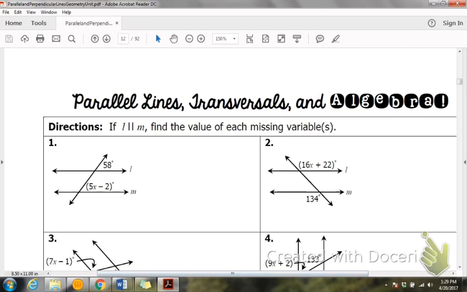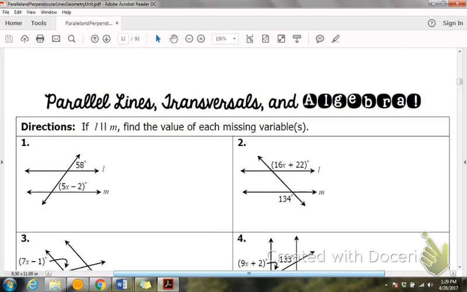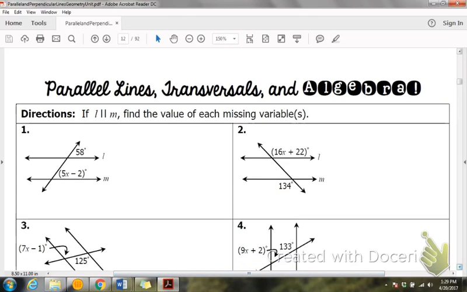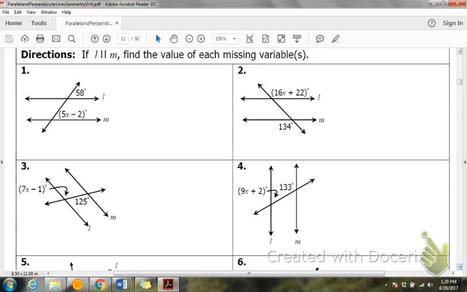Okay, page 17 says, if L is parallel to M on every single one of these problems, find the value of the missing variable. So you first have to determine what type of angles they are to determine whether you need to set them equal to each other or you need to set them equal to 180. Okay? So if we're looking at angle 1, what kind of angles are these two angles? Are they alternate interior? What, Elvis? They're corresponding, right? One's outside, one's inside. Corresponding. No, number 1 is corresponding. I was talking about the next.